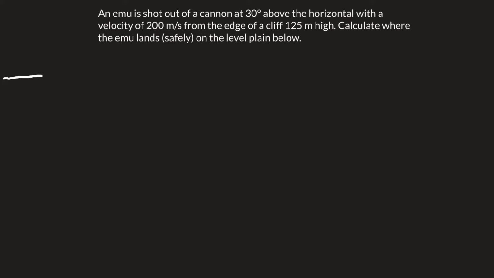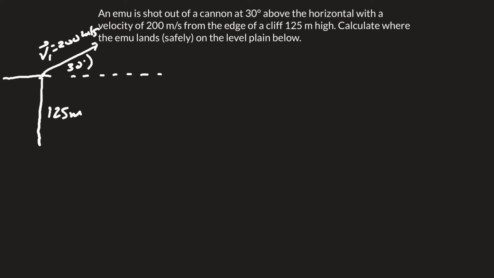So here's our cliff side. This cliff is 125 meters high. Our emu starts over here and is being launched with an initial velocity of 200 meters per second, and the angle relative to the horizontal is 30 degrees. So as always, we should try to break this up into our vertical components and our horizontal components, and then we can decide how we're going to proceed from there.